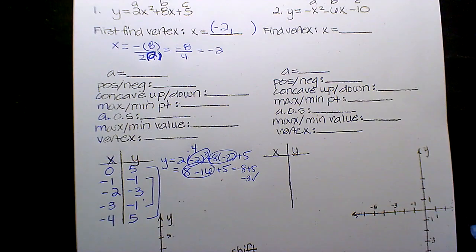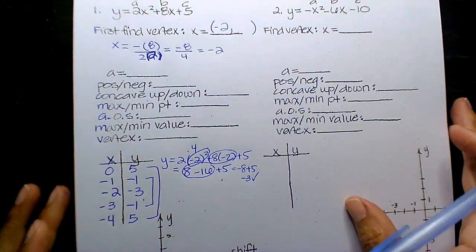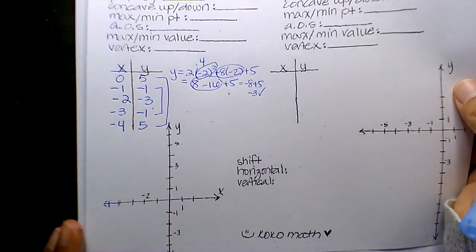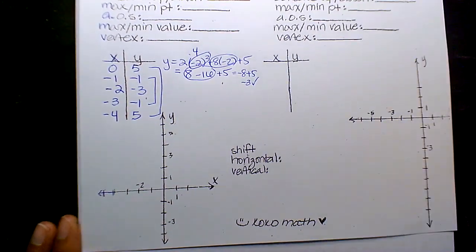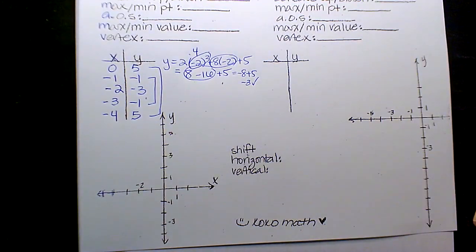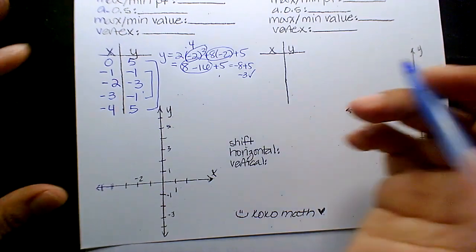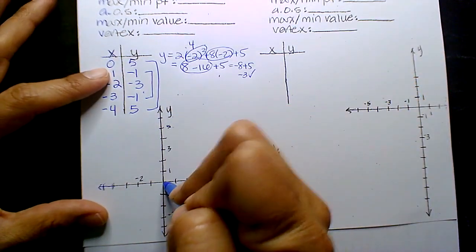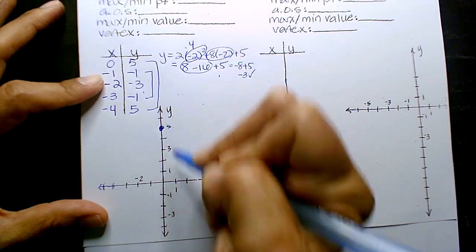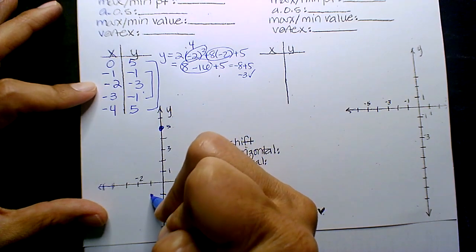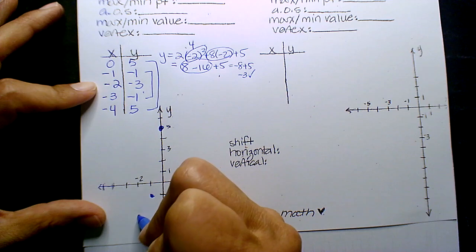Okay, we'll come back to all of this. Just let me plot it because I could pause the video and then I can make a secondary one for all the characteristics. Okay, 0, 5. Here's 5. Negative 1, negative 1. Negative 2, negative 3.